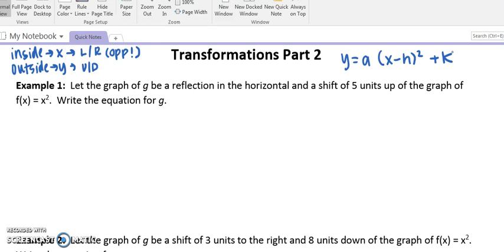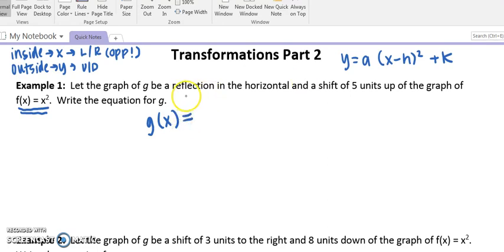It says, let the graph of g be a reflection in the horizontal and a shift of 5 units up of the graph of f of x equals x squared. Write the equation for g. So we're going to take this equation right here and write a new one, and we're going to call it g of x. So let's write down g of x equals.